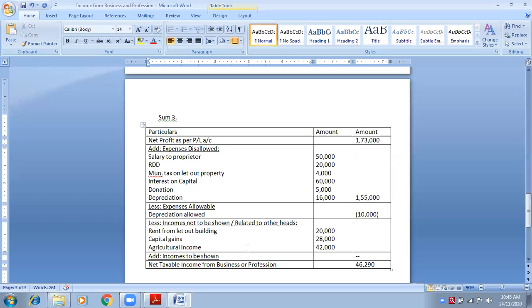In this case, okay. Get me the total of all three items. 20,000, 28,000, 42,000. 90,000, ma'am. 90, right? 90,000. Because it is less, we need to deduct it. Because it is less, therefore this amount will be shown in the brackets. Is it clear?